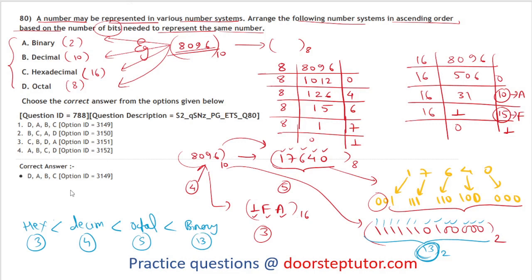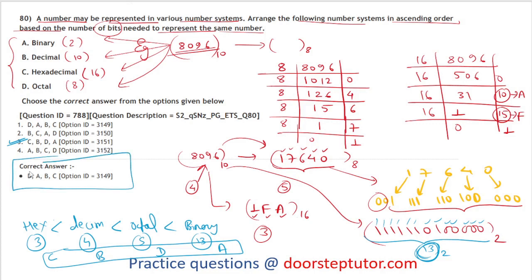Okay, so the correct option would be: hexadecimal is given in option number C, decimal in B, octal in option number D, and binary in option number A. So that sequence should be C, B, D, A. So C, B, D, A, that means option number 3 is the right answer. But according to the answer key, they have mentioned that ABC is right, but this is incorrect. What will be the right answer? CBDA is going to be the right answer.